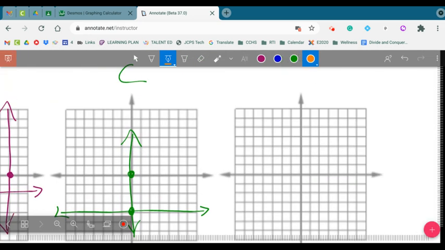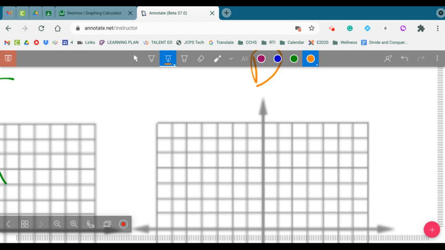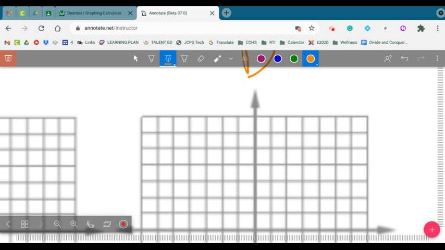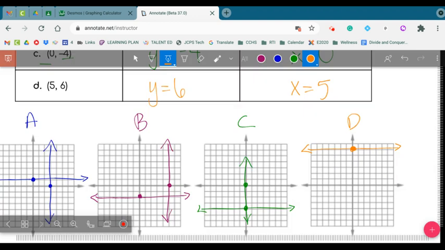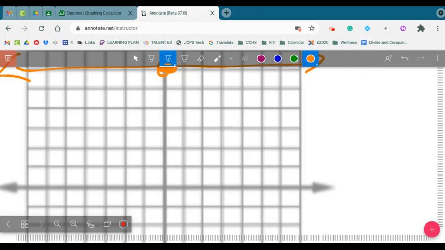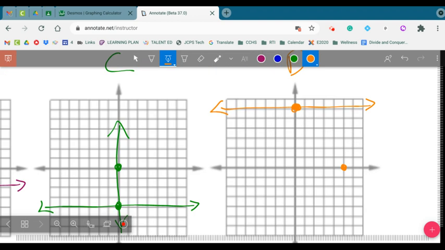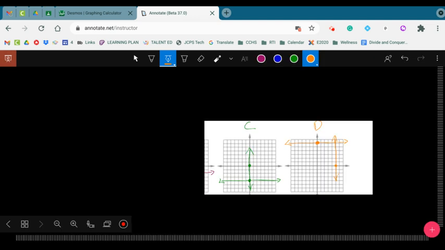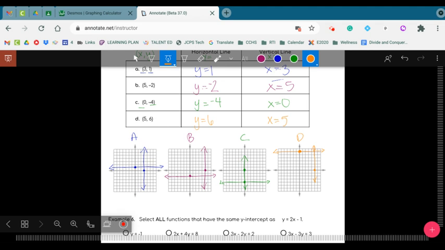Then our last one, we have y equals 6. So go up 6 on your y-axis. And then I have x equals 5. So we're going to go over to 5 on our x-axis. Plot a point, and this is going to be a vertical line, so up and down. So that's how you would graph these lines on your graph. So again, each of those points has 2 different lines.